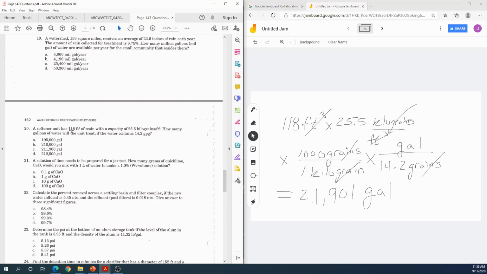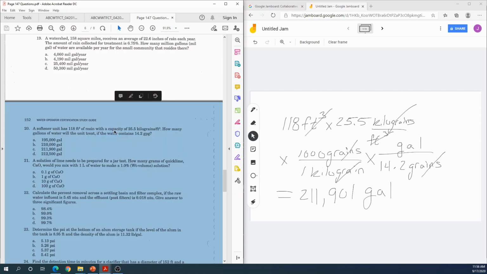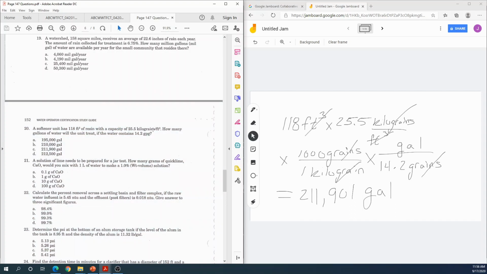So we started off with how much resin we had, 118 cubic feet, the capacity of that resin, kilograms per cubic feet. So that gives us kilograms then, and we divided by how many grains per gallon we had in our water in order to get our gallons, and just tracked our units through and converted as needed.